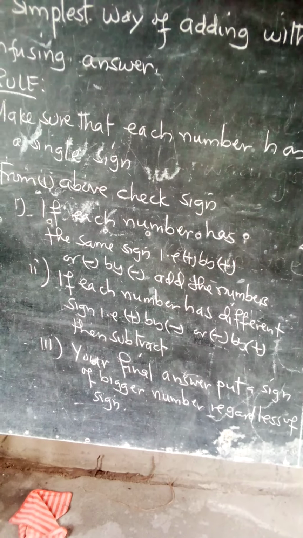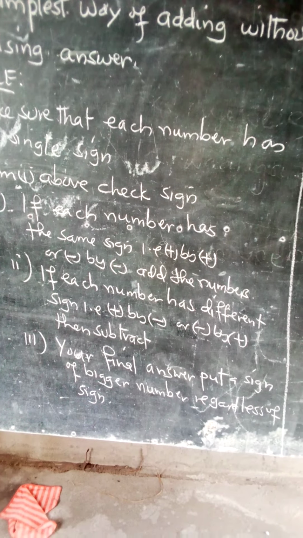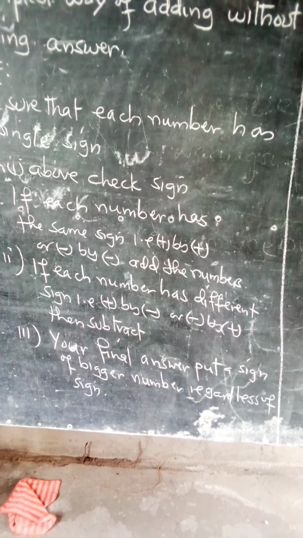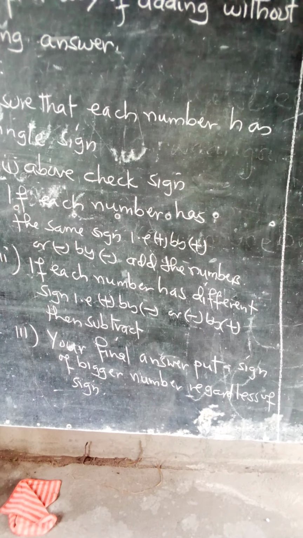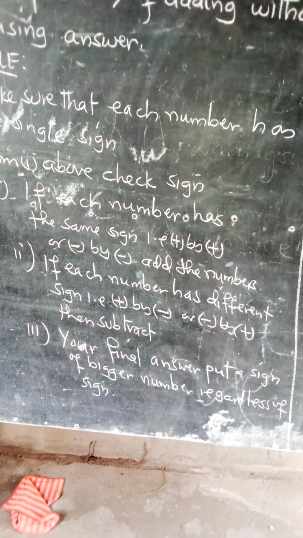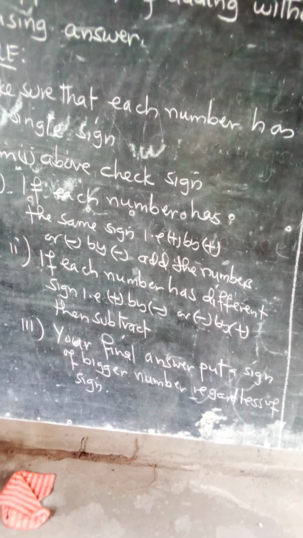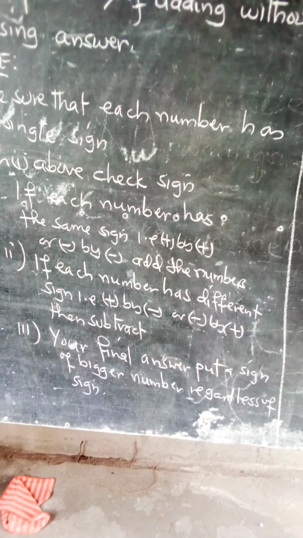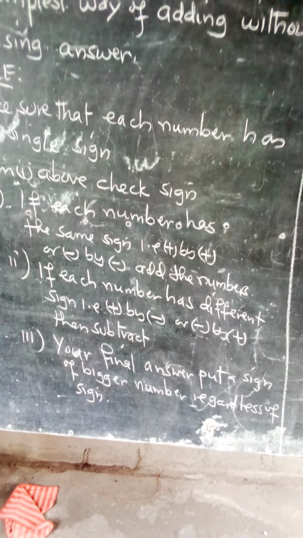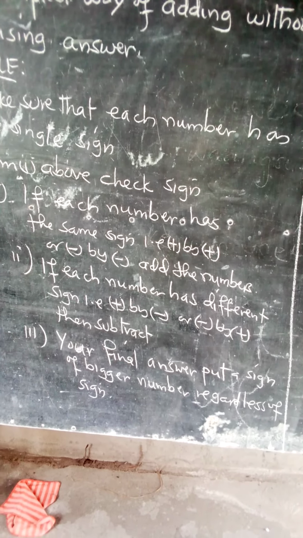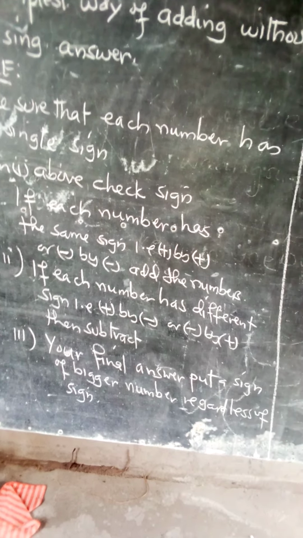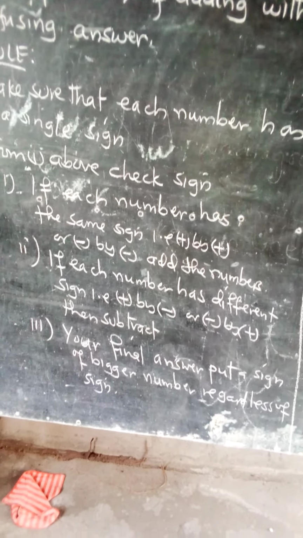The second case, if each number has a different sign, it means the first one is positive and the second is negative, or the first is negative and the second is positive, then they have different signs. Now you take the difference, or you subtract the smaller number from the bigger number. You just take the difference between those two numbers.